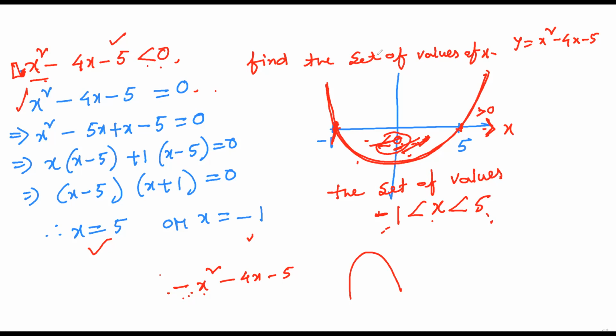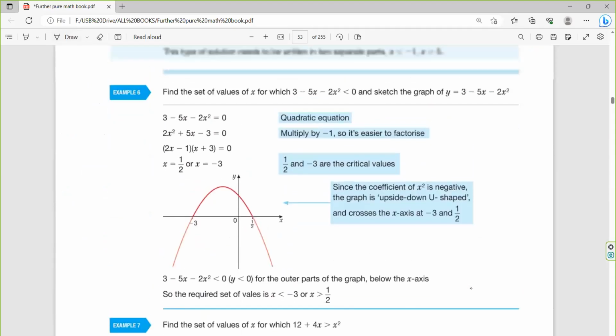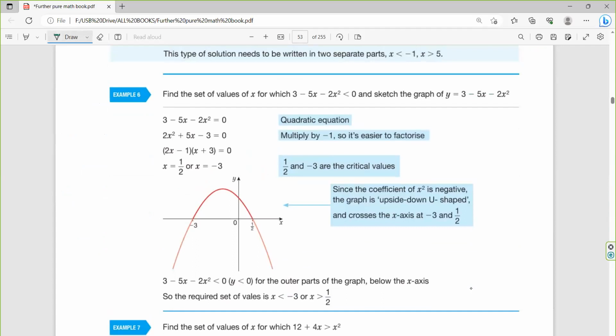The question Ashfi asked me, I will show you like this. Now another question like this one. Tashfia, see: 3 minus 5x minus 2x square less than 0. Find the set of values of x for which this holds. Okay, I just write this question. 3 minus 5x minus 2x square less than 0. Okay, it's a very important question.